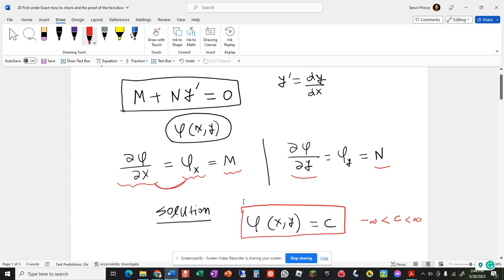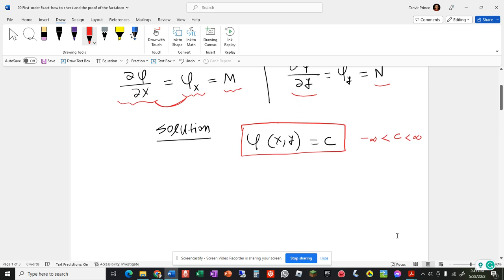So there are a couple of questions which we're trying to answer in this episode. Number one, how do I know that this is a solution? What is the proof? We'll do that first. And then we're going to look at how to check whether a given differential equation is exact or not. So let's start with the solution, how we know that this is a solution.